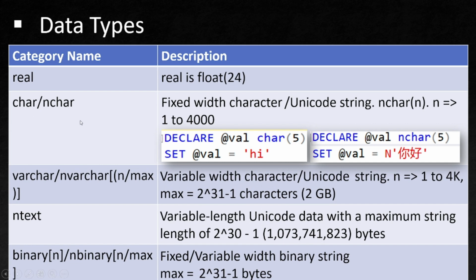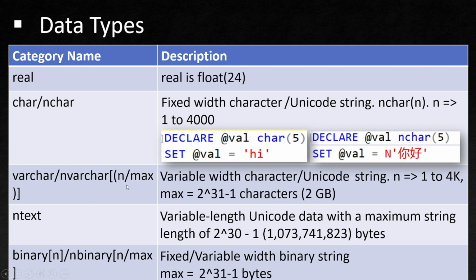We have char and nchar. Char and nchar are both fixed-width types, for character or Unicode strings. So let's say if you want to store hi, then hi is stored in the char type. But if you want to store any Unicode value, like in Chinese, ni hao or something equivalent to hi, this has to be stored using nchar. So nchar is for storing Unicode.